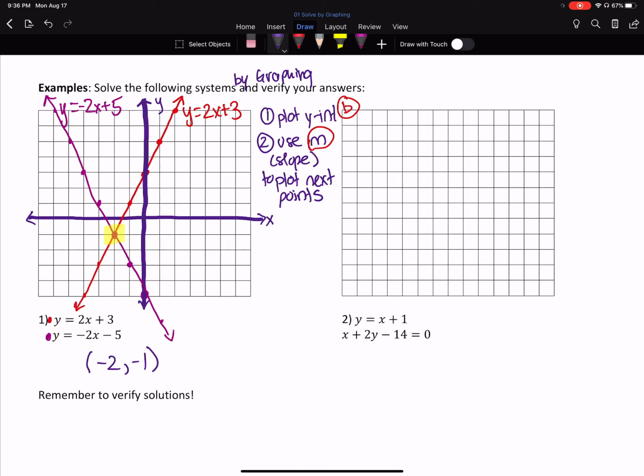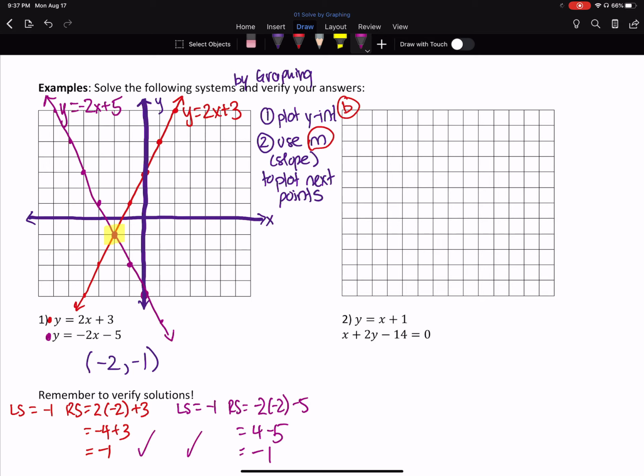So I know that the first equation, the left side is y, which is -1. The right side is 2 times -2 plus 3, which is -4 plus 3, which is -1. Awesome. And we do the same thing to the other side. So the left side is y, which is -1. The right side is -2x, which is -2 times -2, minus 5, which is 4 minus 5, which is -1. Amazing. So we've checked our solutions, both sides, and we're good to go.